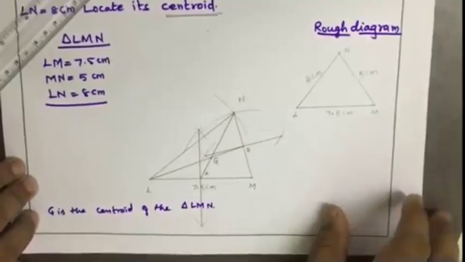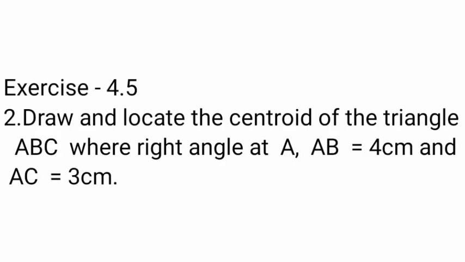Can you understand? Next, it's our homework sums. Exercise 4.5, second sum. Draw and locate the centroid of the triangle ABC where the right angle is at A. Right angle means 90 degree. AB equal to 4 centimeter and AC equal to 3 centimeter. Here only two values are given.